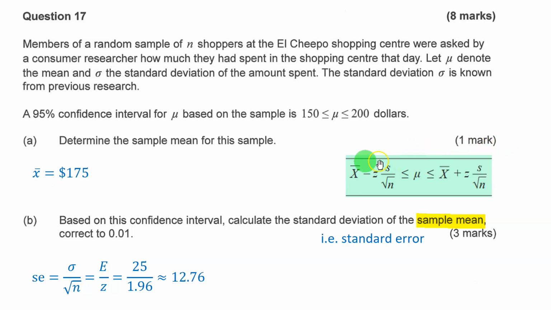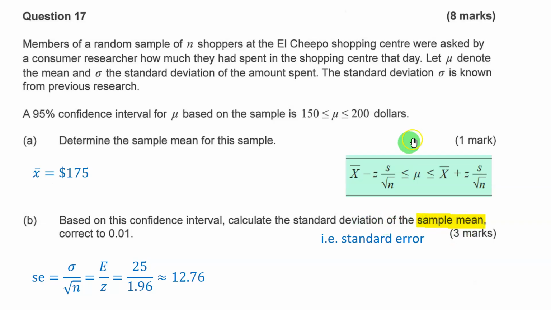Now, the formula sheet tells us that the mean is smack bang in the middle of the interval, so we know that that's got to be 175. We don't really need a calculator for that. Based on this interval, calculate the standard deviation of the sample mean.